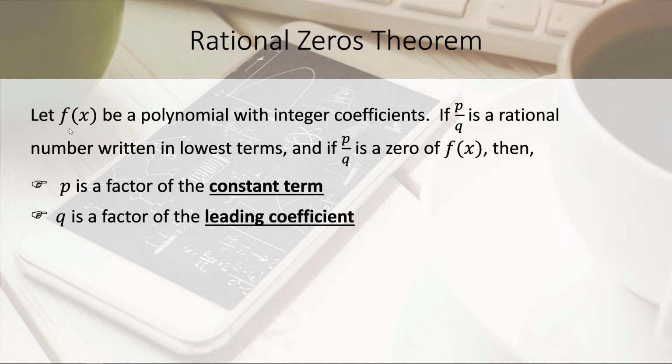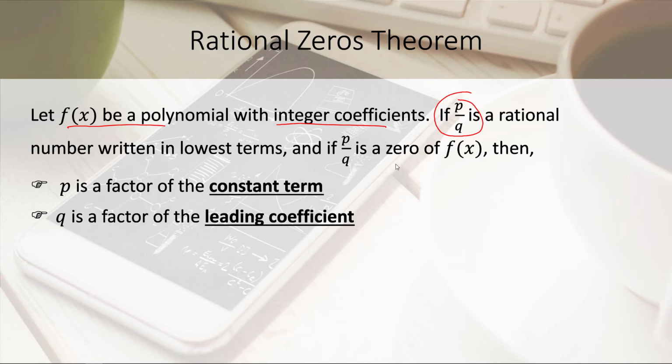Suppose that we have a function f of x, and suppose it has integer coefficients. Further, suppose that the ratio p over q is a rational number written in lowest terms, which basically means the only factor that p and q share is 1.